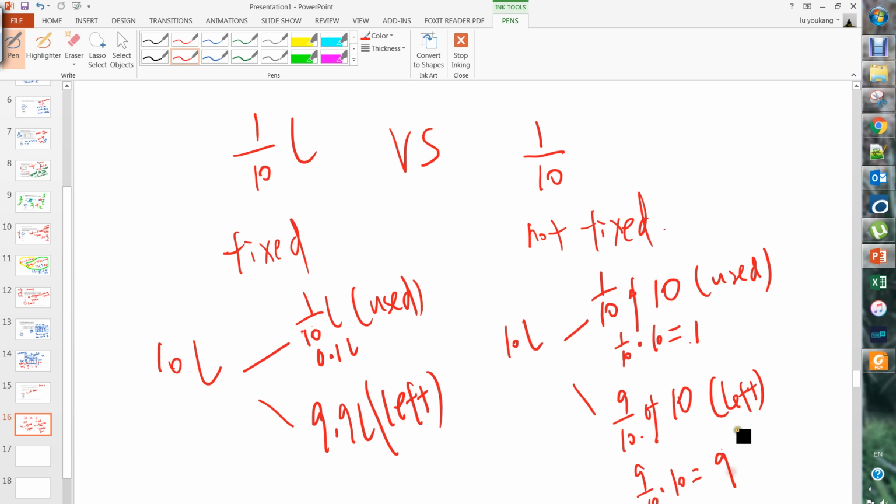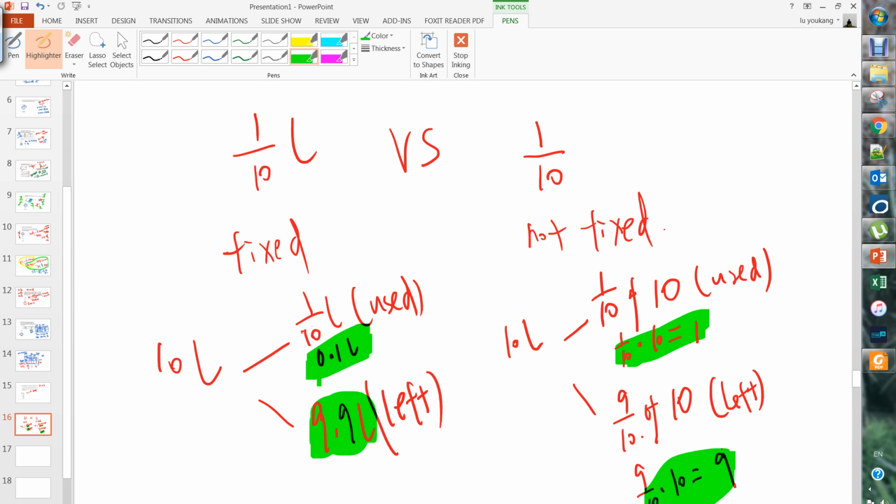Okay, so can you see the difference now? This one, 0.1 liter used, 9.9 liter left. Then what about this? 1/10 of it used. So 1 liter is used, 9 liter is left. So can you see the difference? This one is fixed. 0.1 is fixed.